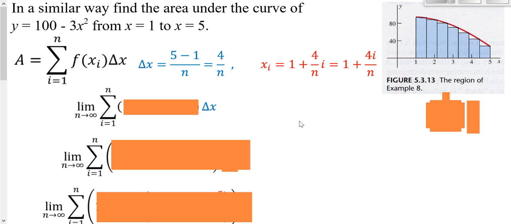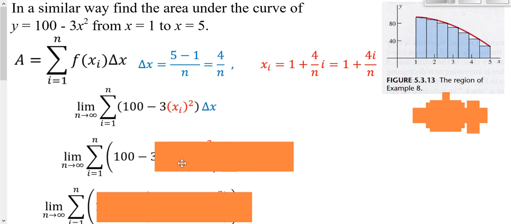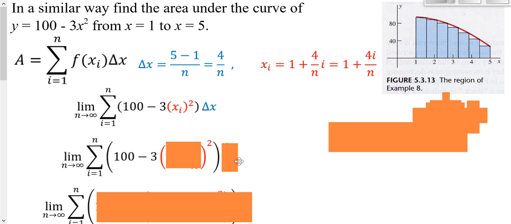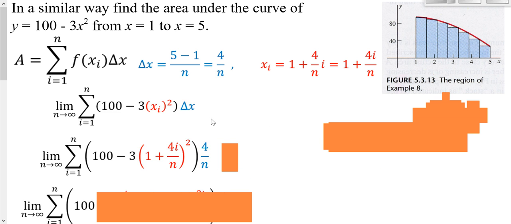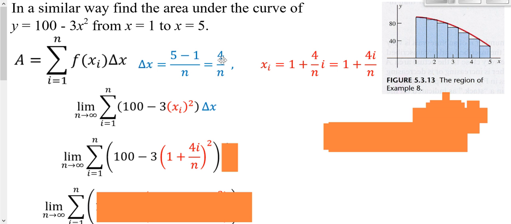So now we need to come along, and instead of writing f of x of i, I'm going to write out my function, which is 100 minus 3 times input squared. So f of x of i is my function. My function was 100 minus 3 times input squared. So I'll go 100 minus 3. Instead of x of i, I'll plug in what x of i is, and then I have to square that. And then instead of writing delta x is 4 over n, I'll plug that in.